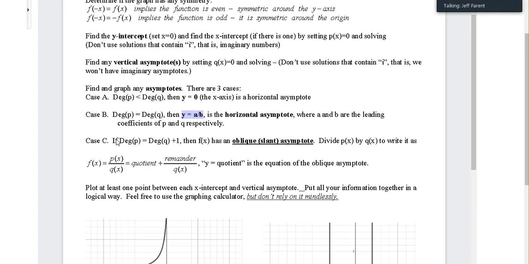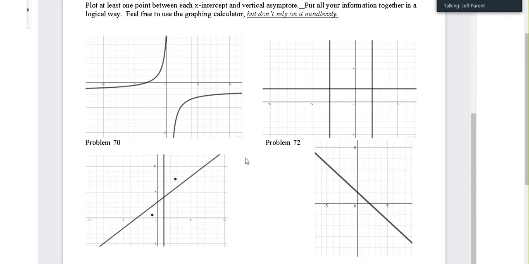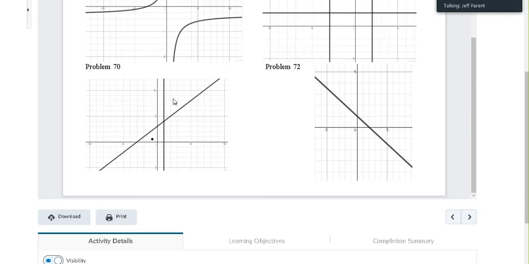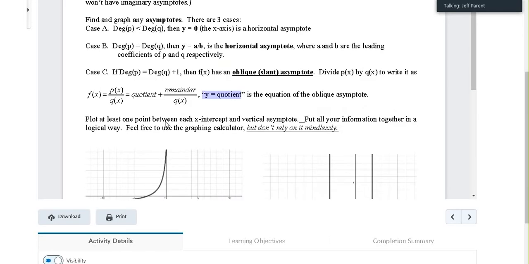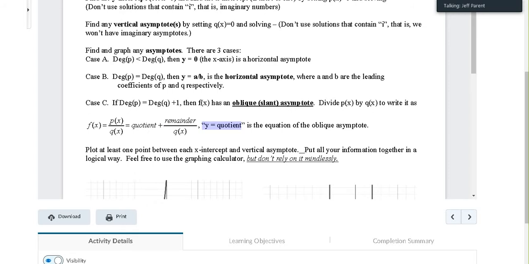And the last one is an oblique asymptote, but I don't think I really go into those too much. If you divide the numerator by the denominator, you'll get a quotient plus a remainder. y equals the quotient, that's going to be your oblique or slant asymptote. So you see that, like here, I've already pre-drawn an example with a slant asymptote or oblique asymptote. Let's go back to here.